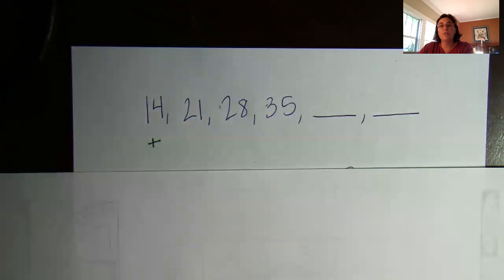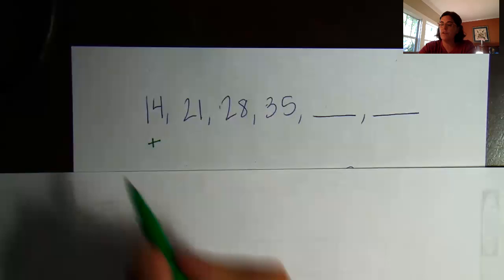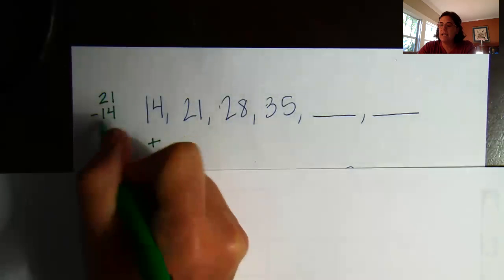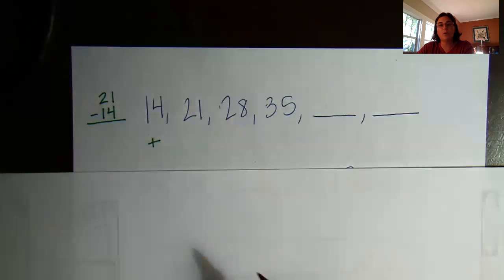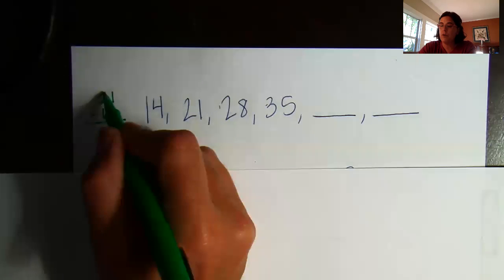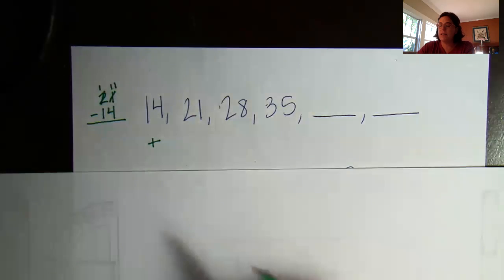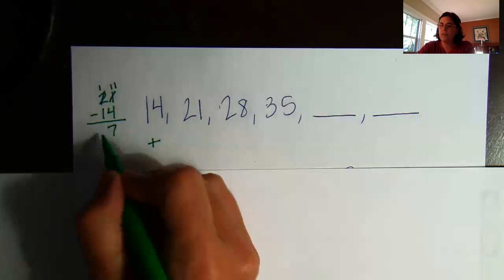Now, if I don't know this off the top of my head, I can come over here to the side, take 21 and subtract 14, and their difference is the number I'm going to add. So I will borrow. 11 minus 4 is 7. 1 minus 1 is 0.